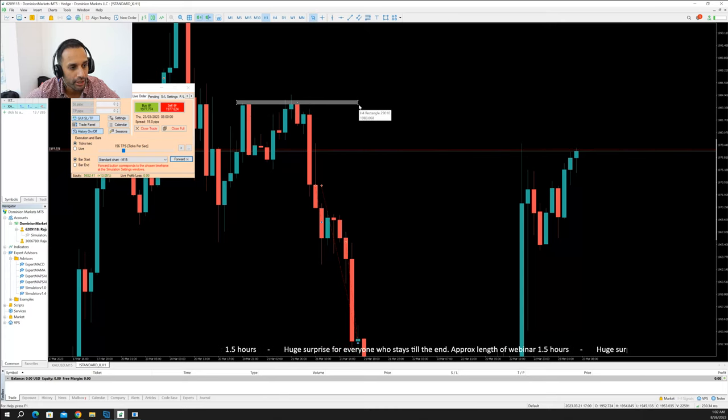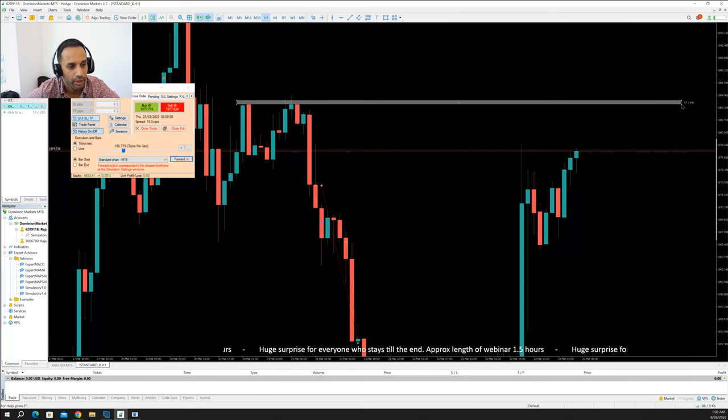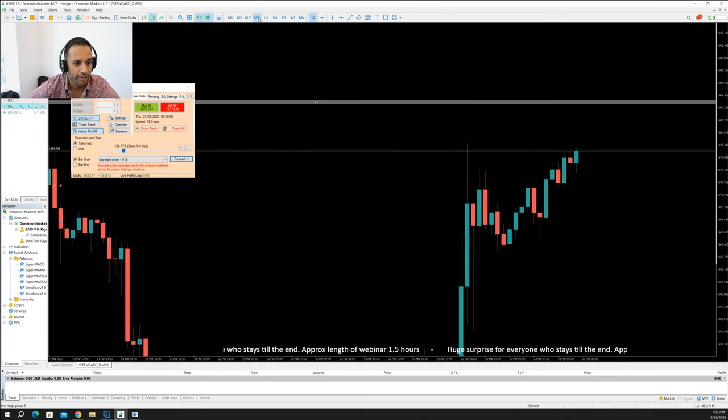I'm just going to extend this resistance here. You see how the 1-hour candles are forming? The candle bodies are getting smaller and smaller. So if the candle bodies are getting smaller and smaller, we need to see what the 30-minute candles are saying, right? Now, looking at the 30-minute time frame, what's the first thing that we see? That this 30-minute candle has closed above the previous candle.